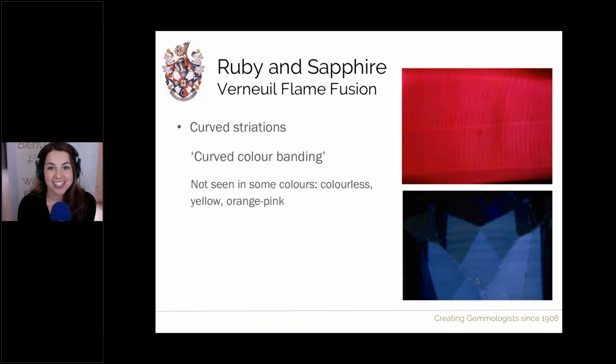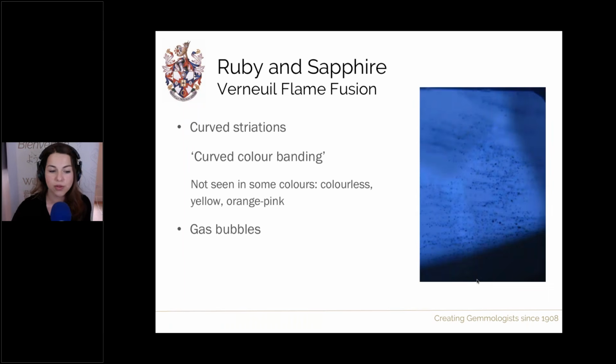With curved striations, unfortunately, we can't see these in all colours of Verneuil flame fusion synthetic corundums. So you don't see it in the paler colours such as colourless, yellow, or the orangey pink Padparadscha lookalikes. So we have to look for other features in those stones, or if it is a very important sale or an important valuation, you may have to send this to get testing, particularly for the Padparadscha lookalike orangey pink ones.